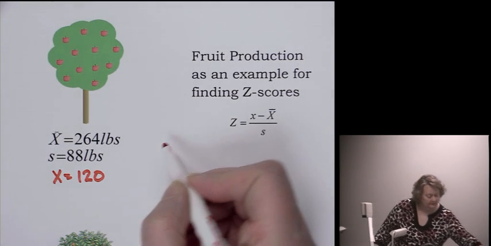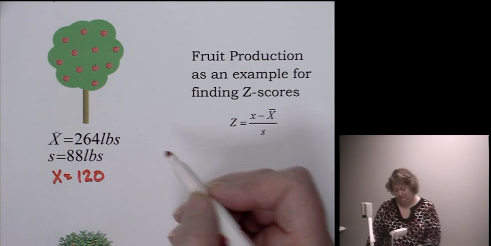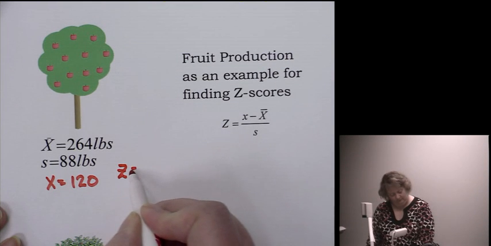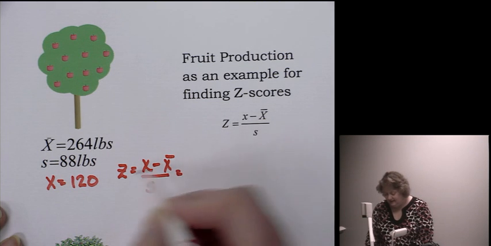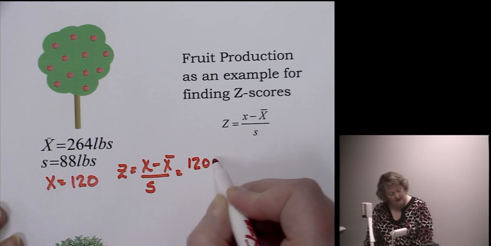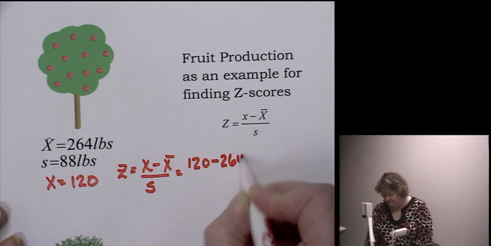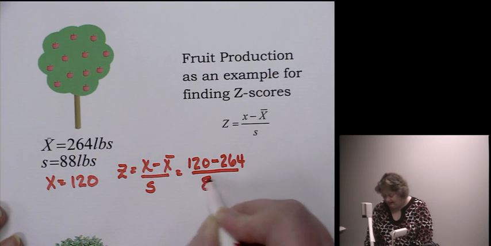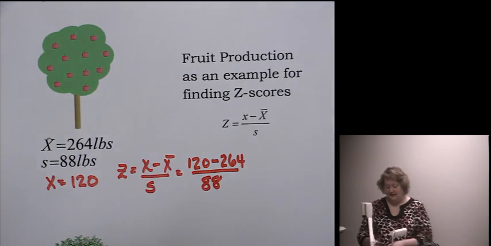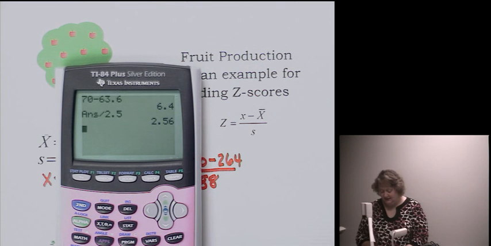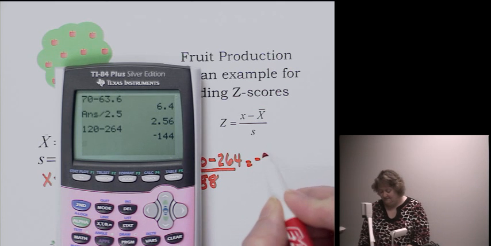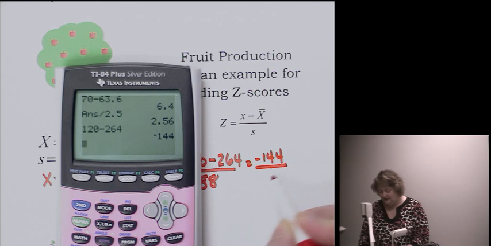So my z-score is x minus x bar over the standard deviation, 120 minus 264 over 88. Now, I've shown you a little bit on the calculator, and let me show you again on the calculator. Notice that when I do this, I hit the enter between it and get that intermediate value, which is the negative 144 in this case, divided by the 88.